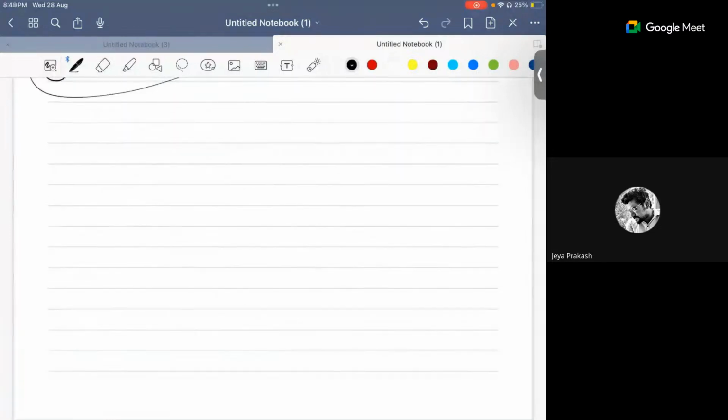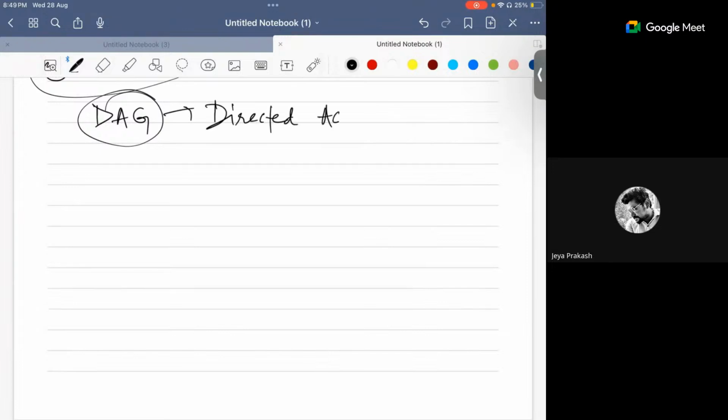So the next thing is DAG, okay. What do you mean by DAG? The directed acyclic graph, okay. What are some of the features? There should not be any cycle in this graph, okay. This is a directed graph without any cycle, okay. Some of the features you can think of: there should be no cycle.